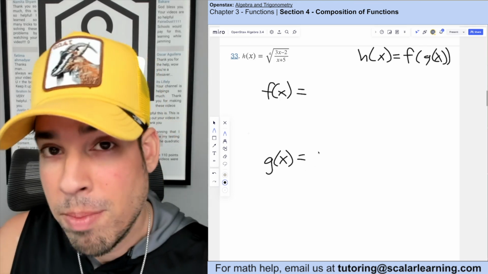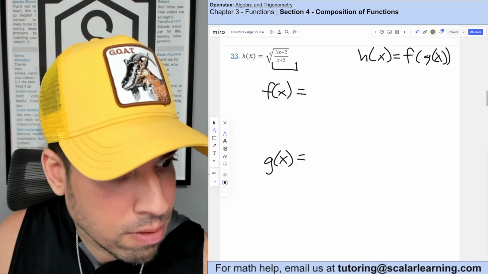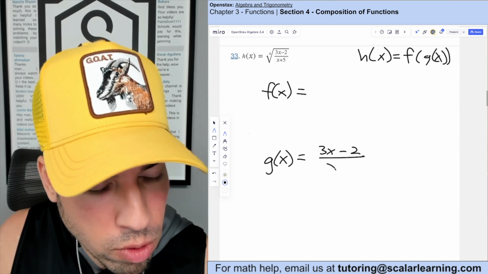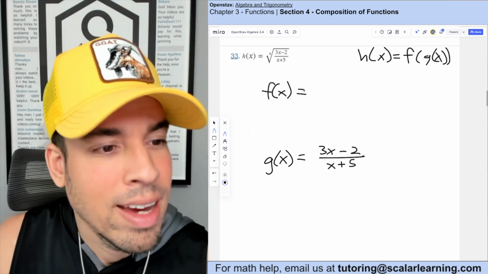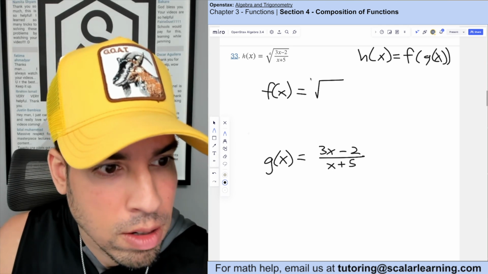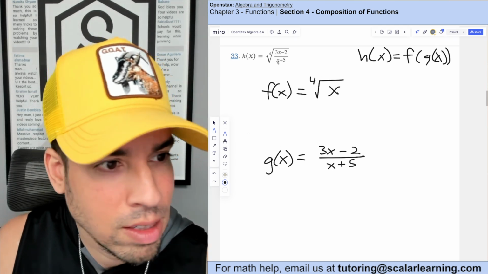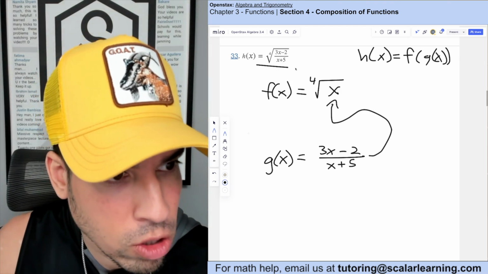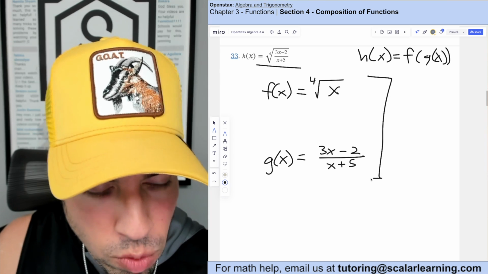Done. Here I'm going to make g of x my inside function, right? So it's going to be 3x minus 2 over x plus 5. And then the outside function is just going to be the fourth root of x. This makes it nice and simple because when I take f of g of x, I just plug this in for x and I have the function up here. So these are your winners.